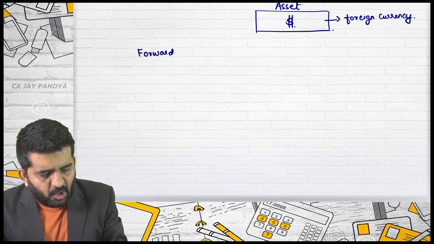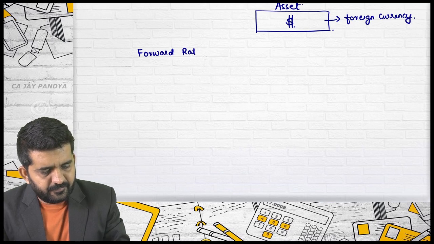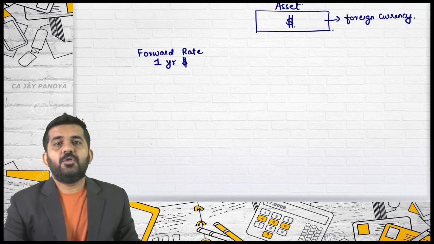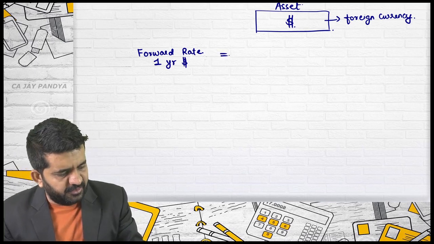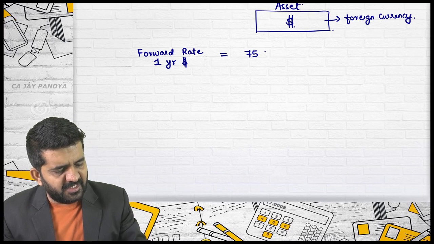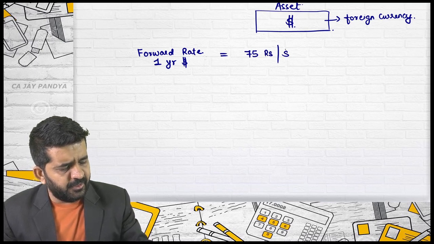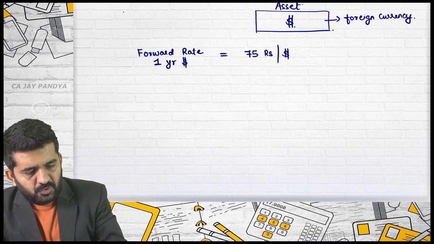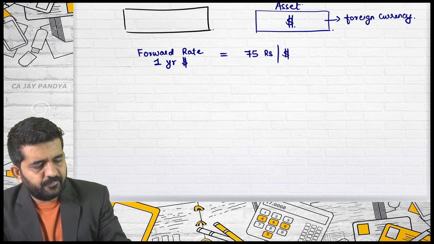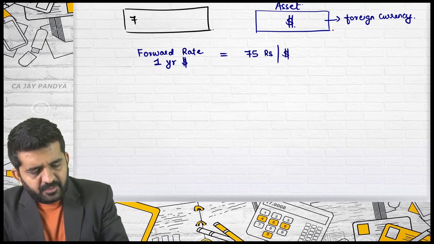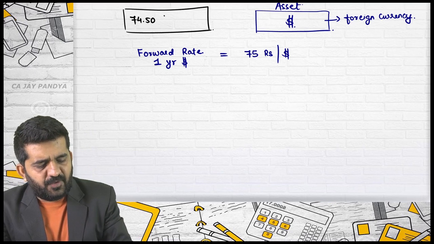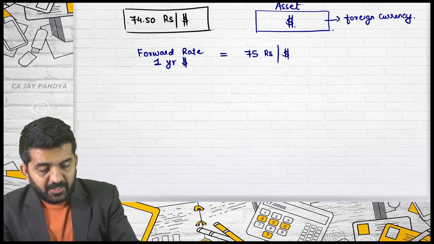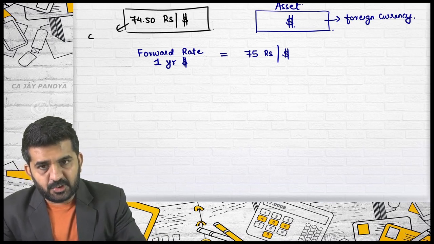Forward rate of dollar. The forward rate of 1 year dollar is 75 rupees per dollar. Try to understand, I am writing another rate also, which is 74.50 rupees per dollar. But this is a spot rate.